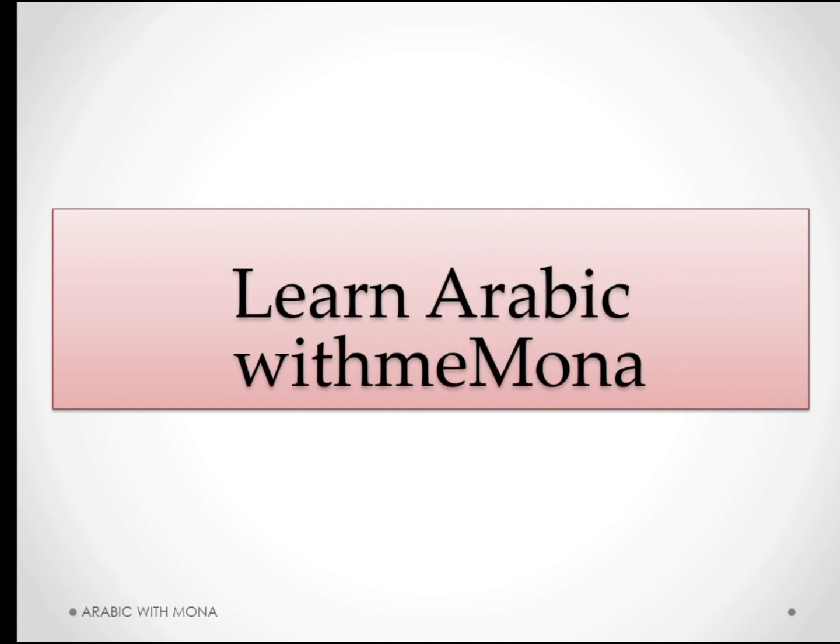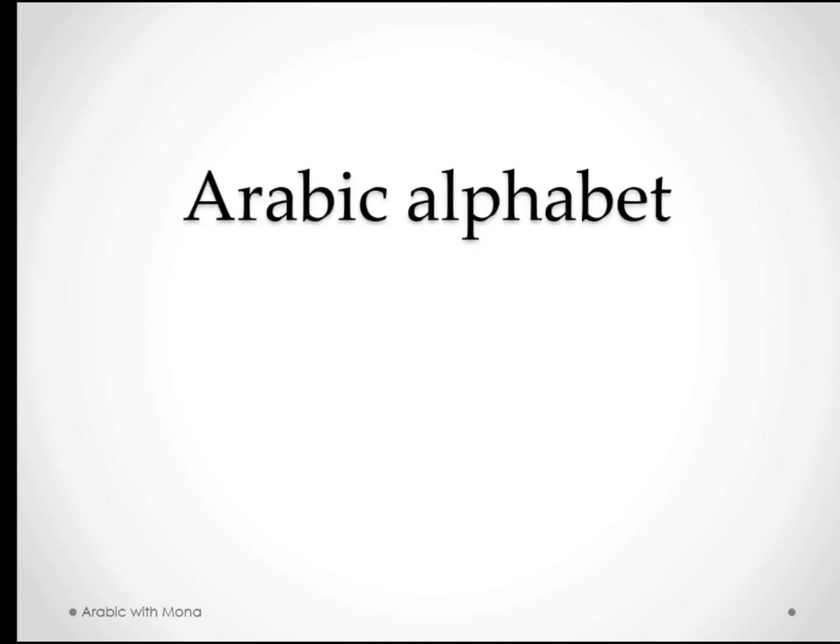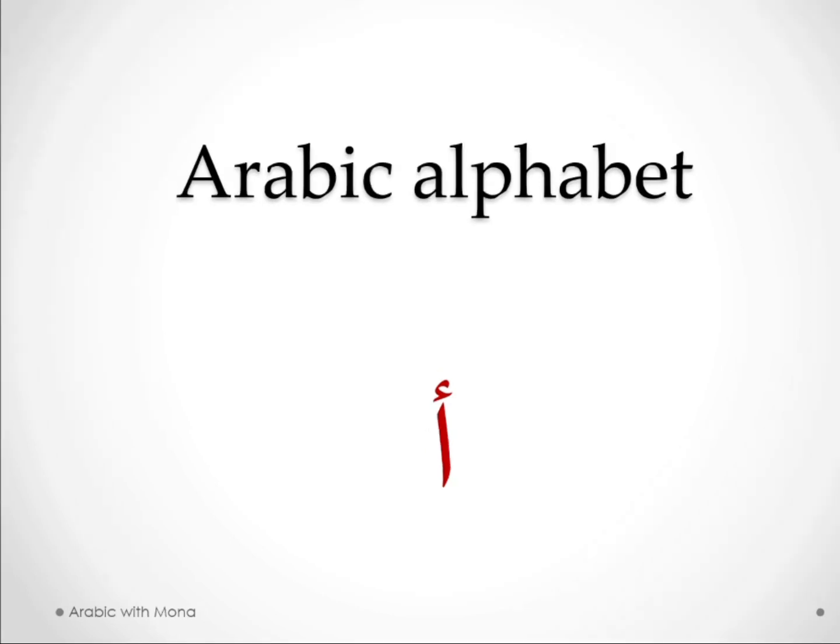In today's lesson, we will start studying the Arabic alphabet letter by letter to learn how to read and write in Arabic language. And we will start with the letter Alif. The first letter in the Arabic alphabet is Alif. So this is Alif, and it is a straight line.